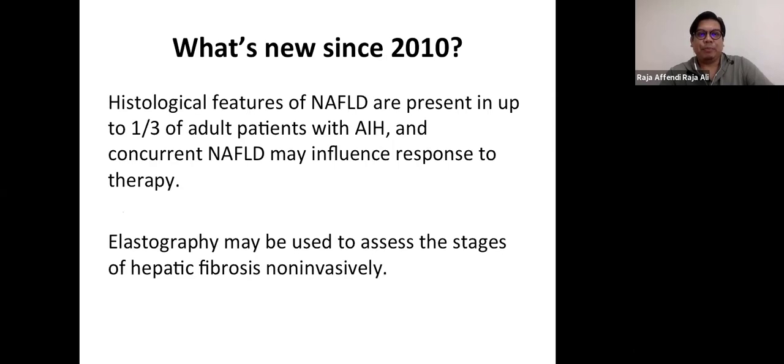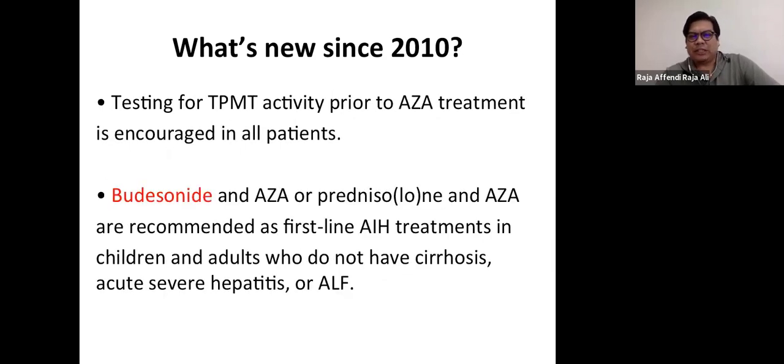need to recognize. Histological features of NAFL can represent up to a third of adult patients with AIH, and concurrent presence of NAFL or MAFL may influence the response to the therapy. And of course, we all use FibroScan widely now to assess the stages of hepatic fibrosis non-invasively. Now, testing of the thiopurine methyltransferase enzyme prior to giving azathioprine may not be practical in the low resource setting. I personally do not do that, maybe not much relevance in our setting.